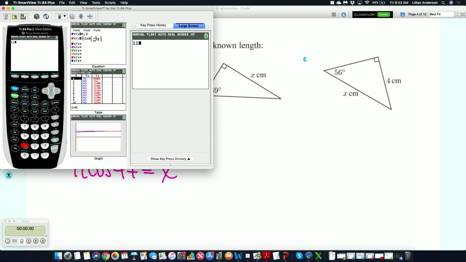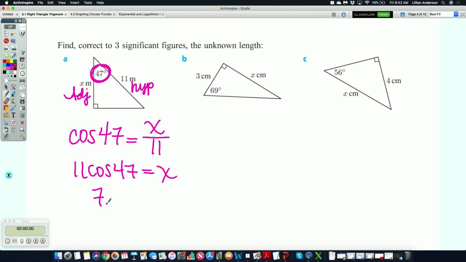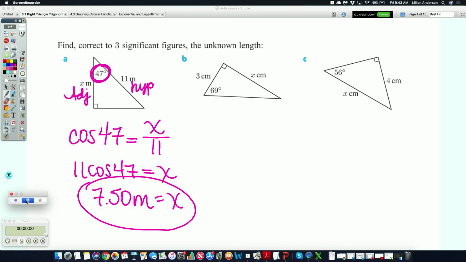So now that becomes 11 cosine 47. And my answer, did you guys get this? Yep. 3 significant figures? 7.50 meters. Questions? Nope. Do the other two.